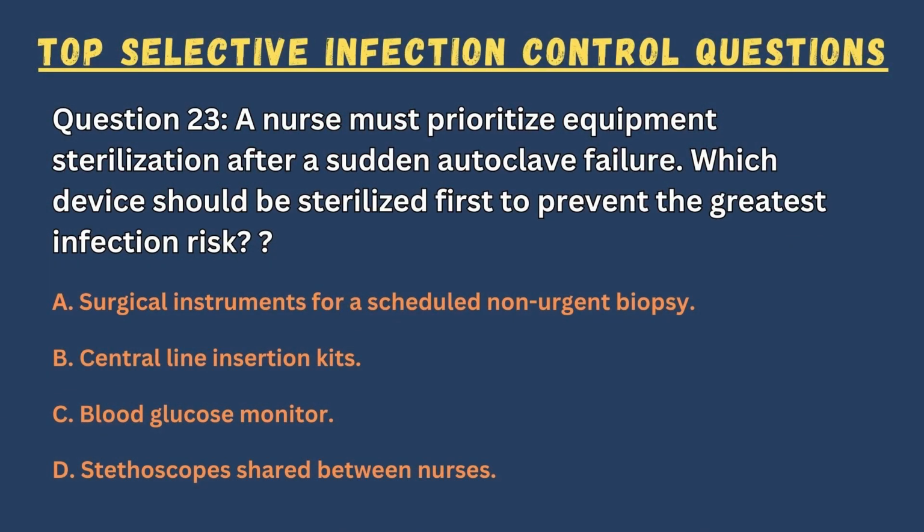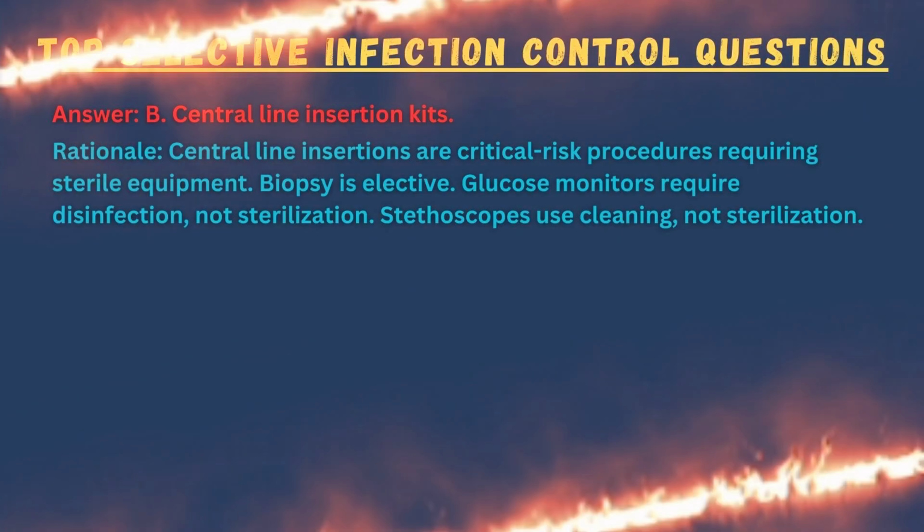Question 23. A nurse must prioritize equipment sterilization after a sudden autoclave failure. Which device should be sterilized first to prevent the greatest infection risk? A. Surgical instruments for a scheduled non-urgent biopsy. B. Central line insertion kits. C. Blood glucose monitor. D. Stethoscopes shared between nurses.